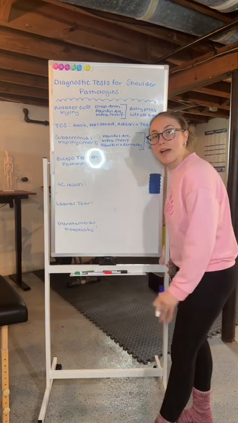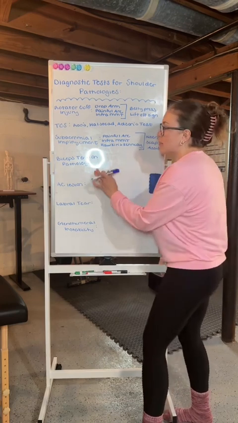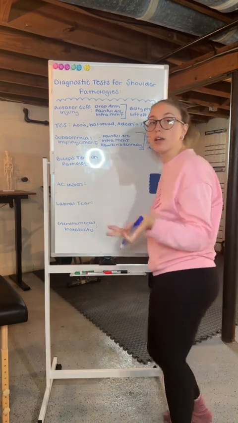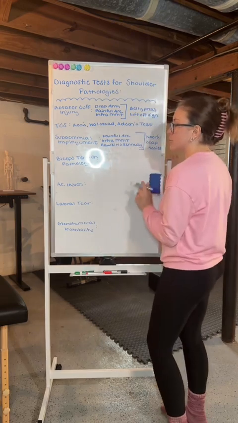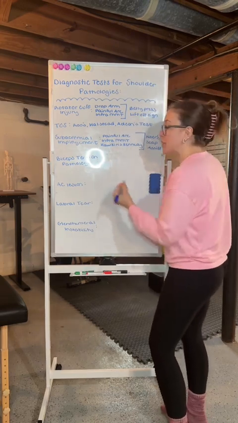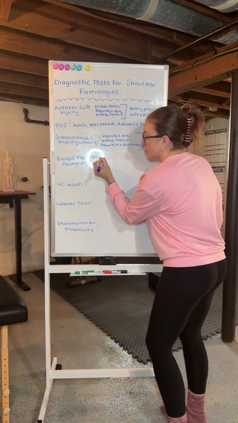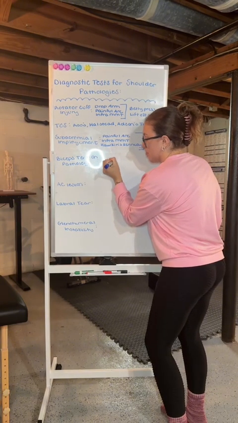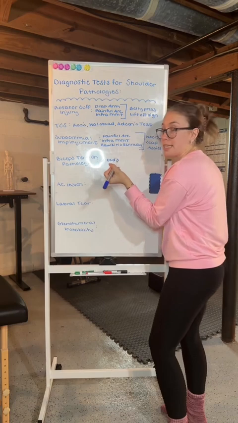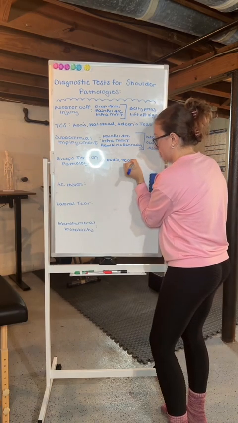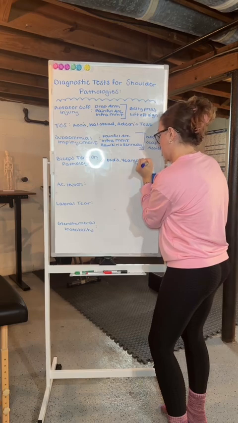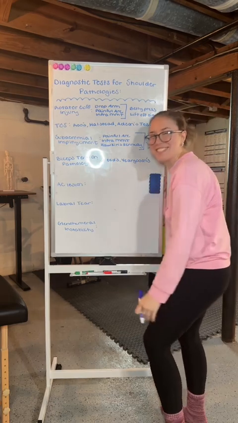The next shoulder pathology that we might see in the clinic is our biceps tendon pathology, and I do want to clarify that this is the long head of the biceps tendon. There are 2 tests to confirm or deny this pathology, and they are the Speed's test and Yergason's. I definitely did not spell his name right.